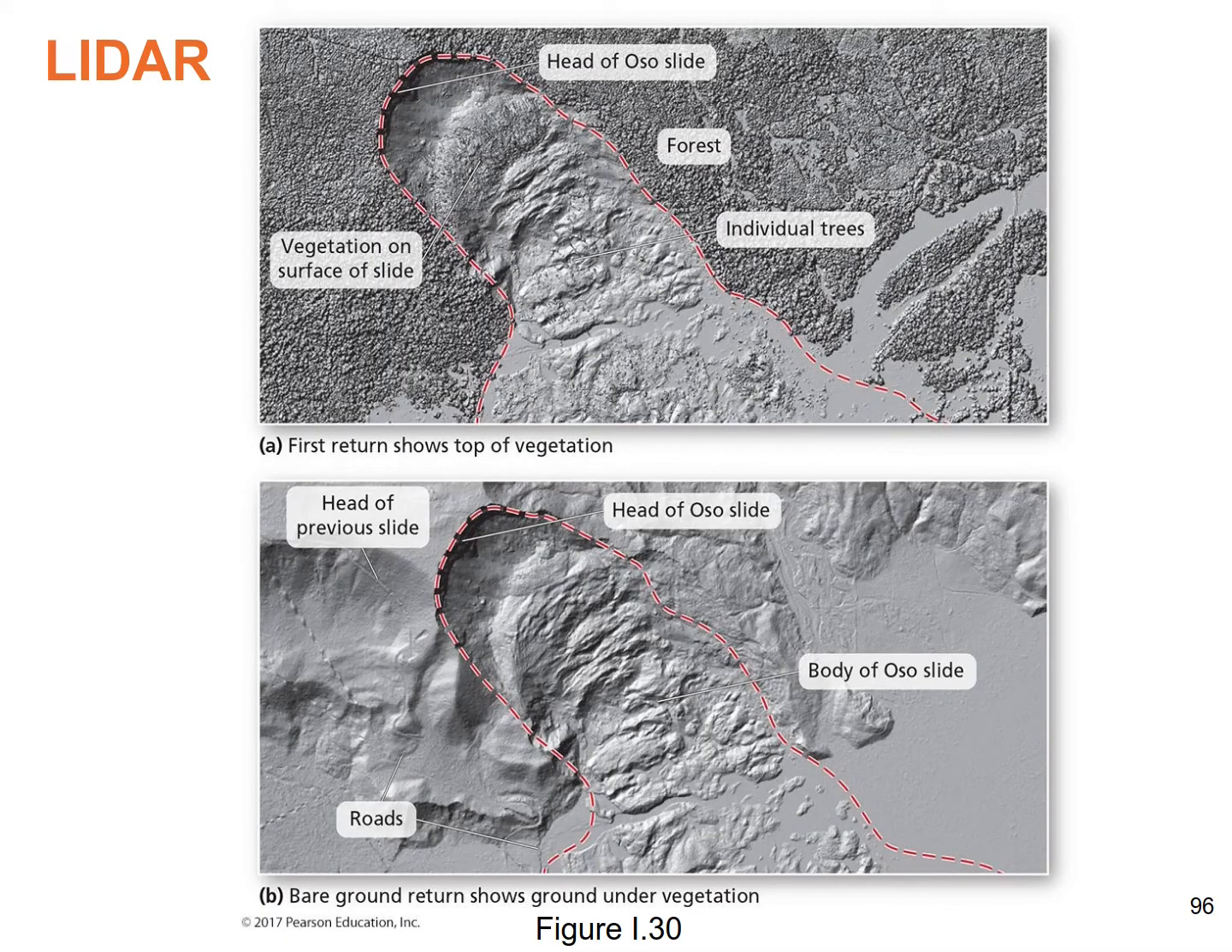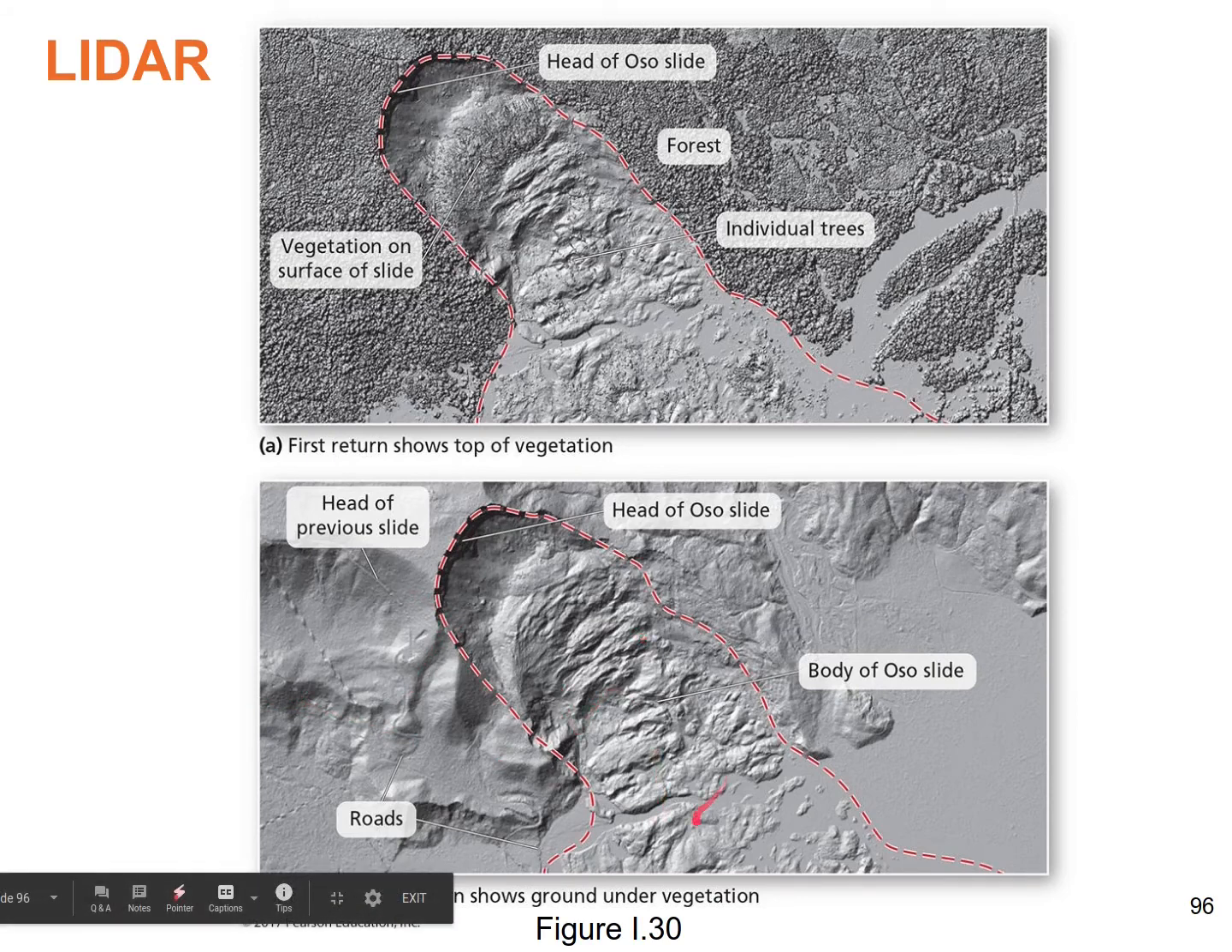But if you're using LiDAR, you can strip out the vegetation. So another example, this is the Oso slide. This was up in Washington State. Here's the first return, so you can see the trees, you can see the forest. Here's the bare ground return. So with the first return, you can really see the difference between the slide and the forest around it. So if you wanted to map out this Oso slide, I would say, yeah, you really should use the first return. But I was really surprised when I saw the bare ground return for the larger region, and I realized, oh, that's a landslide.